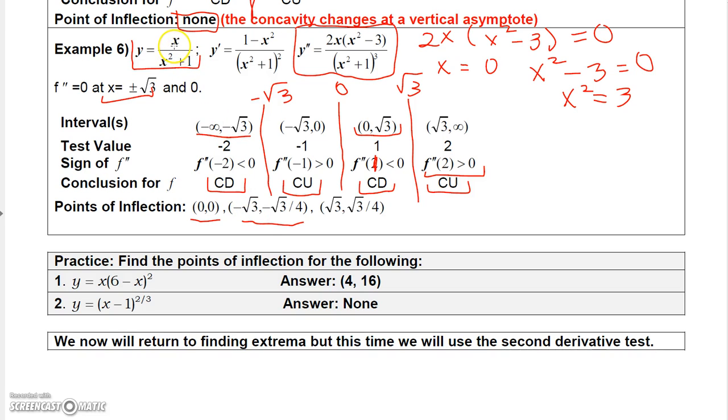If you plug minus square root of 3 in here, the bottom would be minus square root of 3 squared plus 1. It's not that difficult, but the bottom is going to get 4. So you're going to get minus square root of 3 over 4. And then for this one, when you plug plus square root of 3 into the function, you're going to get, for the y value, plus square root of 3 over 4. So these 3 points are your points of inflection.